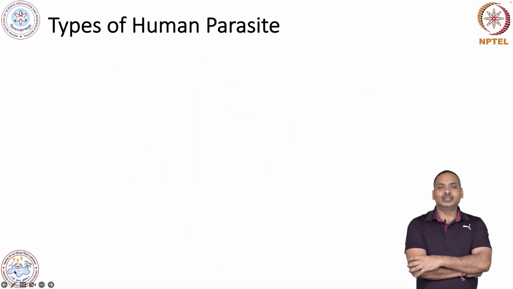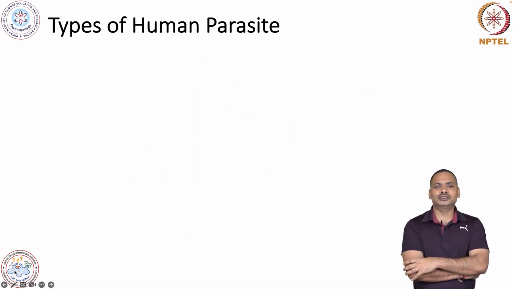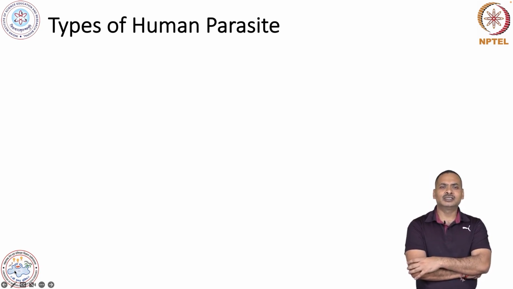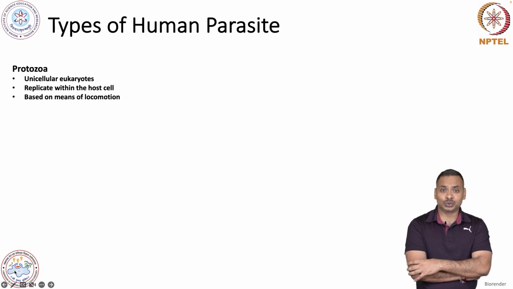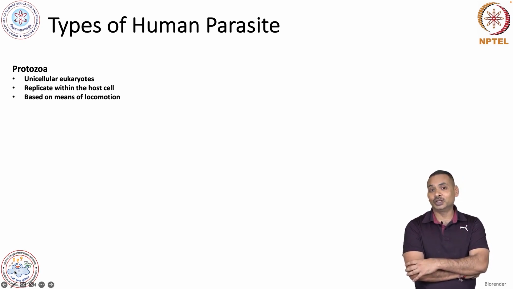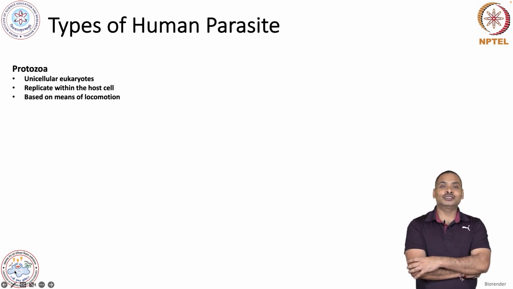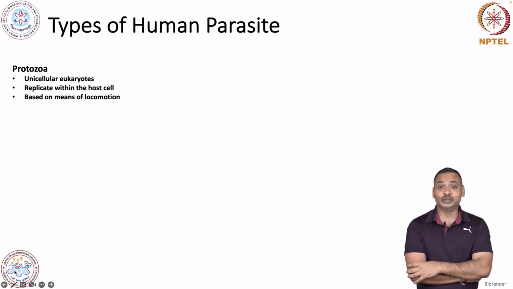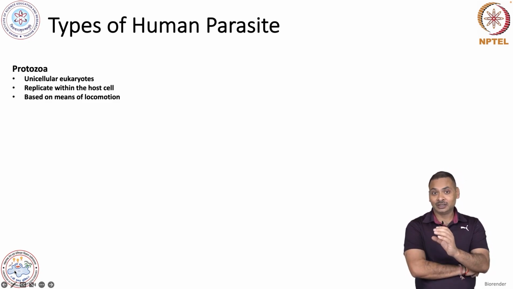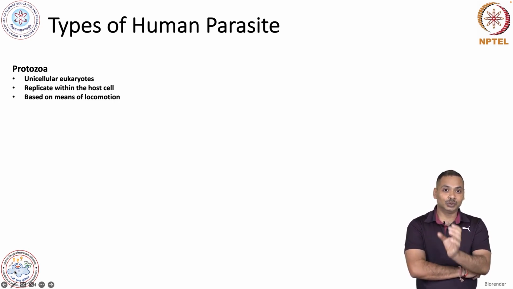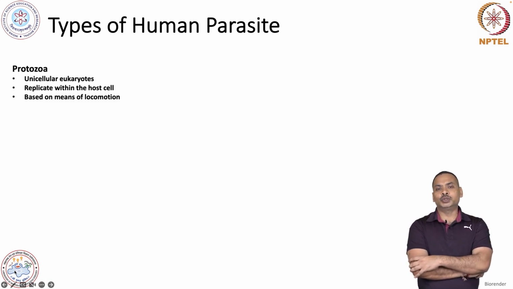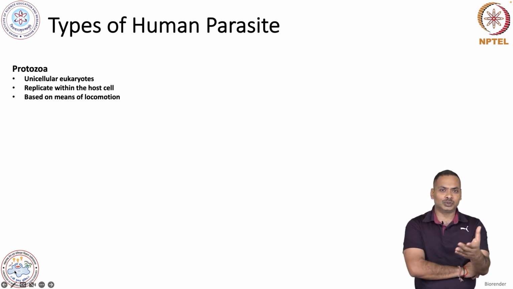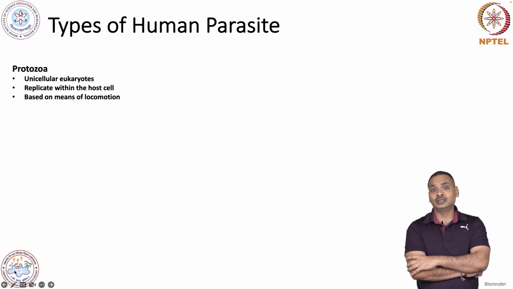Okay. So there are two major kinds of human parasites. One parasite we categorize as protozoa, and probably you are aware that protozoa are unicellular eukaryotes. They have a proper nucleus, that's why we call them eukaryotes. They replicate within the host, these parasitic protozoa. They replicate within the host.